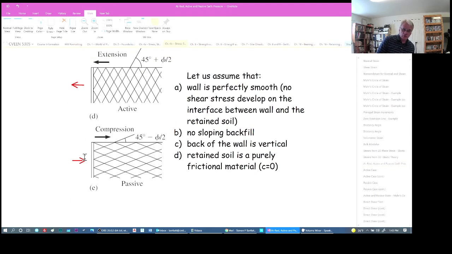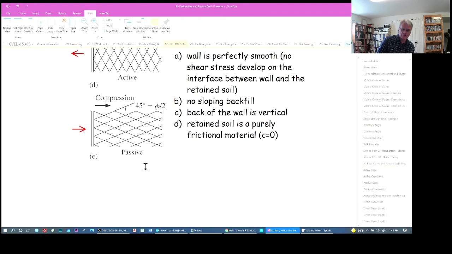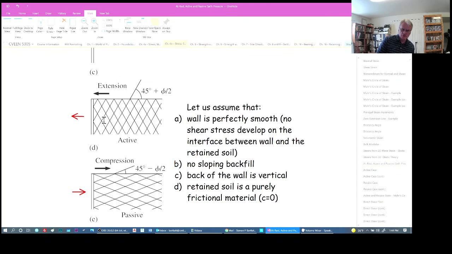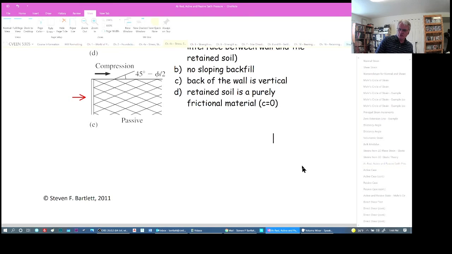The other case is where we push the wall into the soil mass, causing it to compress. Then these failure planes form in this subvertical direction, and they are predicted to be at 45 minus phi divided by 2. We call that the passive case, where we're pushing the soil in and causing compression. Where we're causing extension, with planes at 45 plus phi divided by 2, that is the active case. I want to note that this theory is only for perfectly frictional materials or cohesionless materials where C equals 0. Otherwise, we'll have to change our theory.